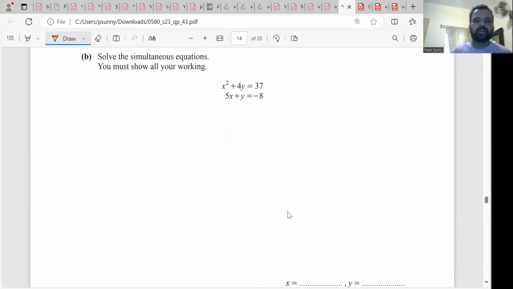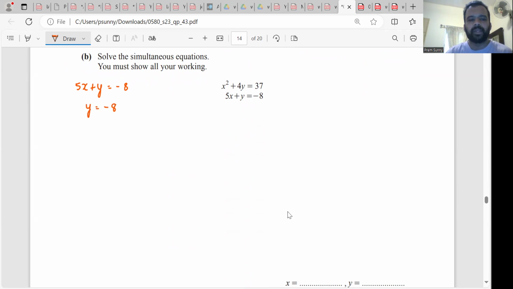Now solve the simultaneous equations. You must show all your working. So we have a non-linear simultaneous equation here. X square plus 4y is equal to 37. 5x plus y is equal to minus 8. What I'm going to do here is substitution. I'll take the second equation, 5x plus y is equal to minus 8, and make y the subject here.